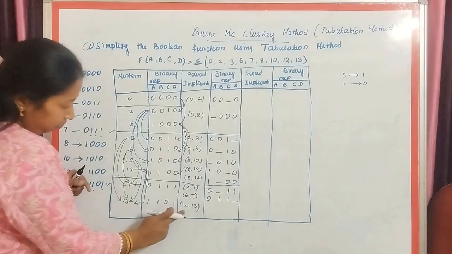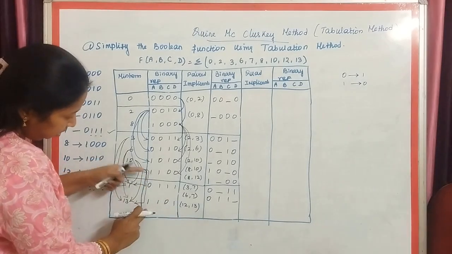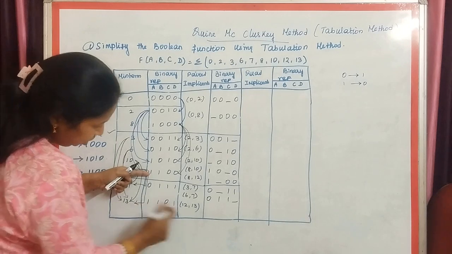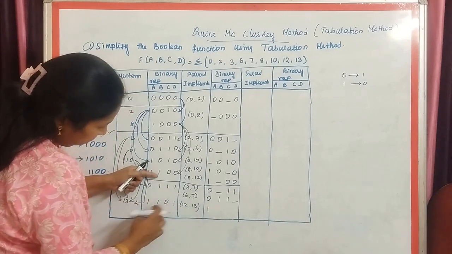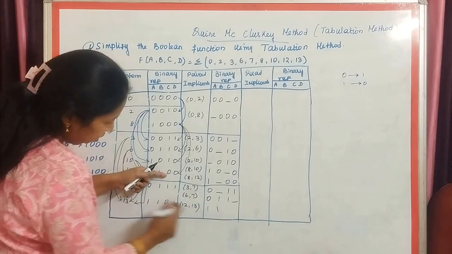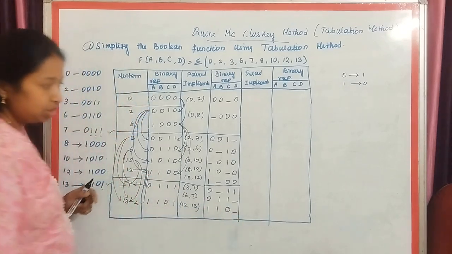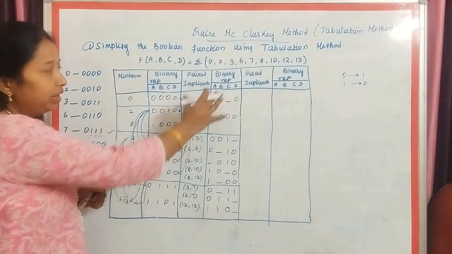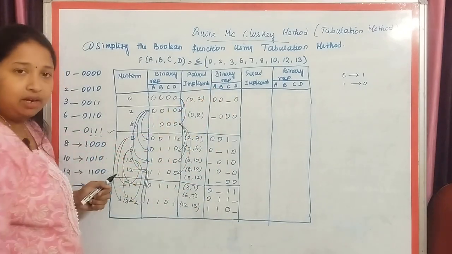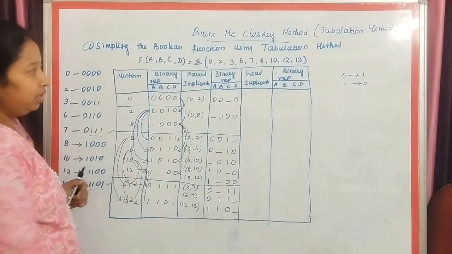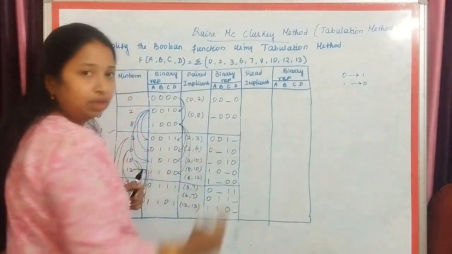Right? Now, for 12 and 13, 12 is here and 13 is here. Check the numbers. First digit, it is 1 in both the cases. Second digit, 1 in both the cases. Third digit, it is 0 in both the cases. And on the fourth bit, you found a bit change. Is that clear? That is how to write the binary representation of the paired implicants. Fine. Now let's move on to the quad implicants.